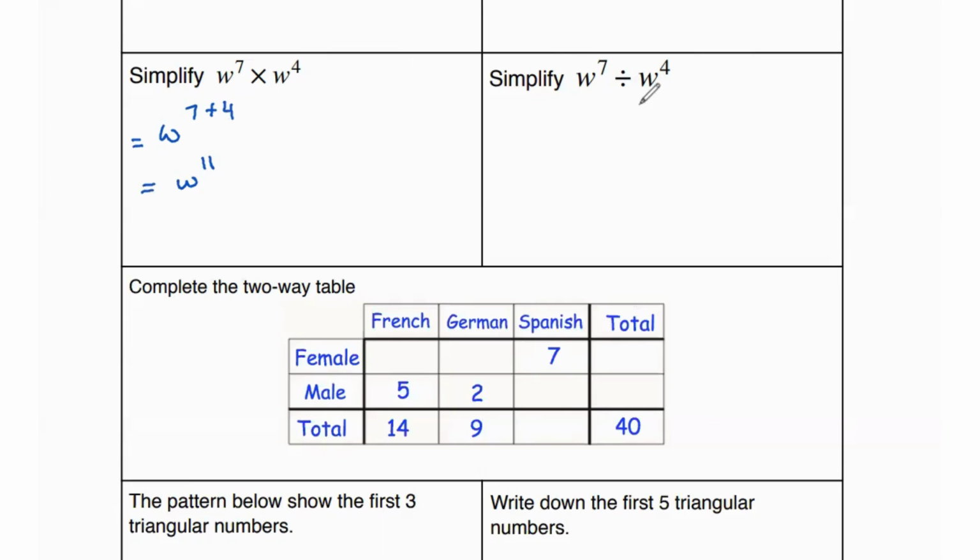And when you're dividing similar bases, we subtract the powers. So w to the power of 7 minus 4, which is going to be w cubed. That's your answer.